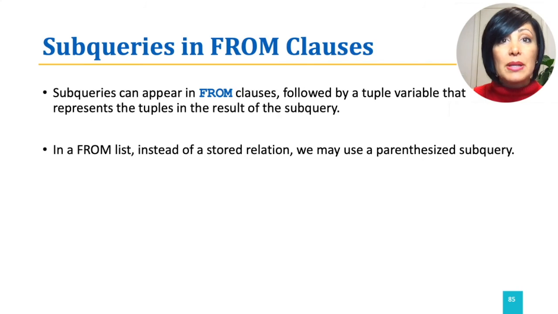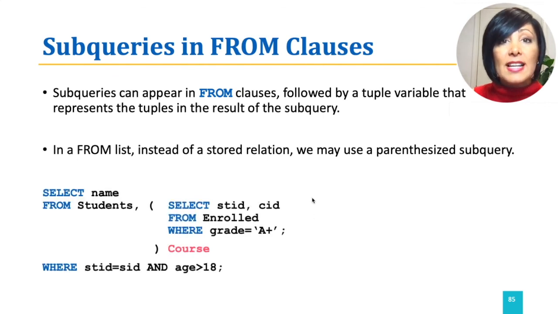Subqueries can appear in from clauses as well. In this case, they're followed by a tuple variable that represents the tuples in the result of the subquery. For example, the shown query finds the ID of the students and ID of courses in which those students have A+ grades. The resulting table is then used with the tuple variable named course in the outer query as a part of the from list.